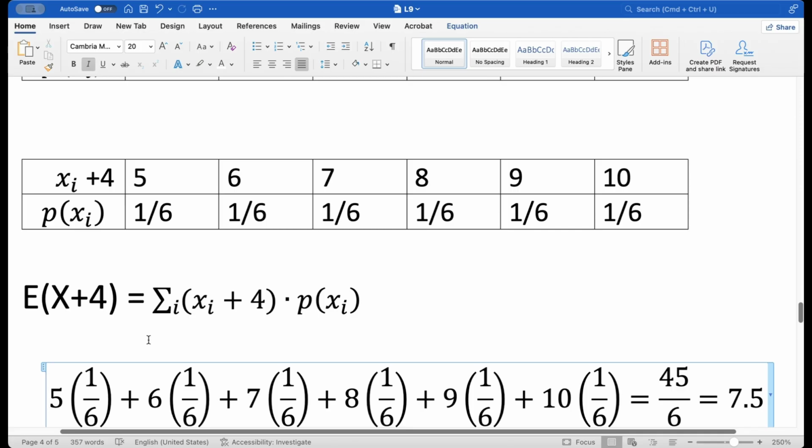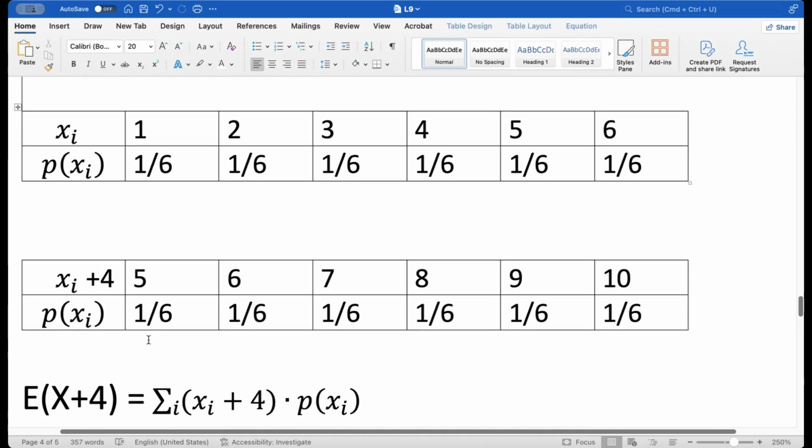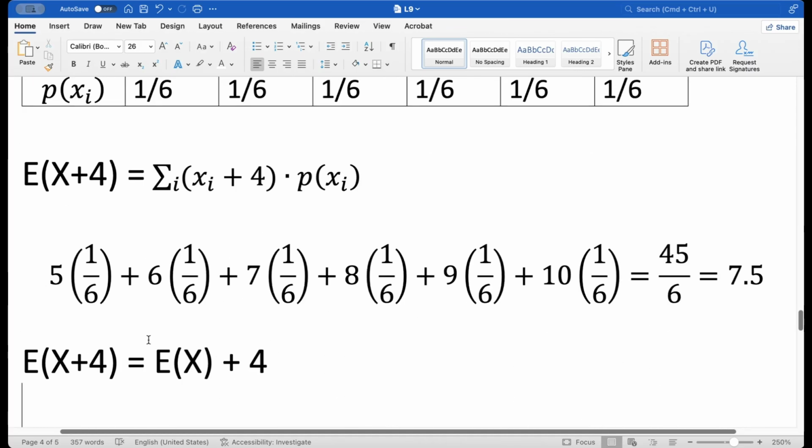Now, all of those are 1/6. And so you get 45 over 6, which is 7.5, which is the same as the expected value of x first plus an additional 4. The original expected value here was 3.5. The new expected value of x plus 4 is 7.5. So we literally just ended up adding 4 to the original expected value.